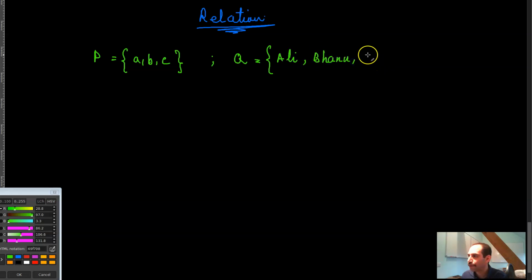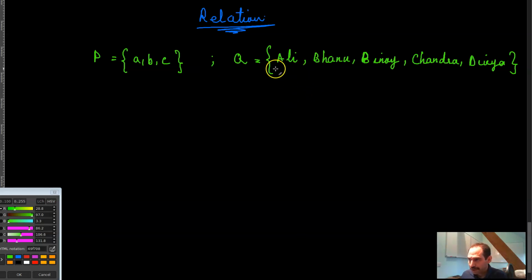For example, P is this set A, B, and C. And we have another set, for example, Q, which contains these names, right? Like Ali and Bahanu and Binoy and Chandra and Divya. These are the two sets that we have.